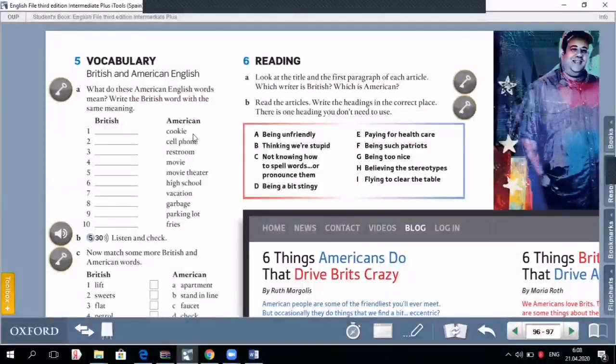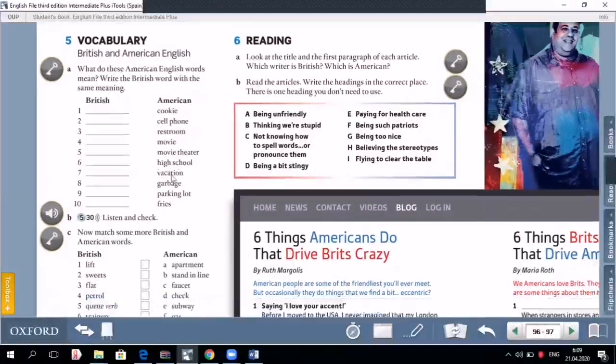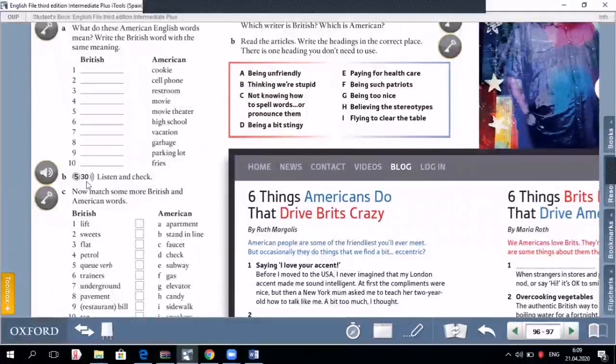For example, cookie. Do we use the word cookie? It means what? Maybe candies, maybe sweeties, maybe biscuits. Then telephone. We use the word mobile phone, yeah? Then restroom we have, movie theater. Now you should fill again this column, then check your answer. Here you see the key. Yes, it's a key. They write the true answers of these words. But before pressing the key, you should fill these words. Then you should again listen and check the answers.